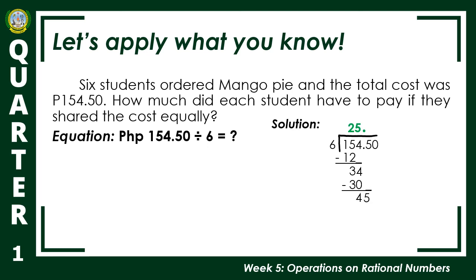45 divided by 6 is 7. Don't forget po, ang decimal point ay magkatapat dapat. Then 7 times 6 is 42. 45 minus 42 will give us 3. And then bring down the 0 will be 30. 30 divided by 6 is 5. And 5 times 6 is 30. 30 minus 30, of course, is 0. Since 0 na yan, stop na po tayo. So, ang answer ay 25.75.